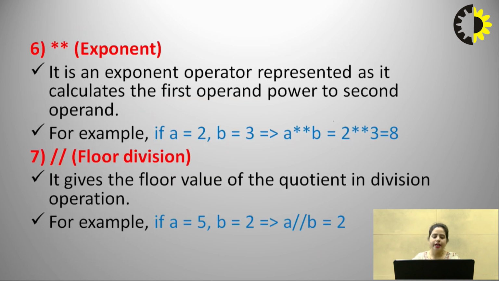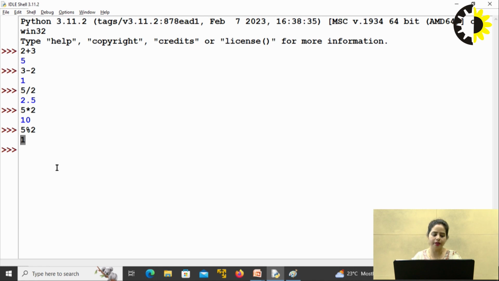Next is your exponent operation. The exponent operator is used to calculate the power of the first operand to the second operand. Here A is equal to 2, B is equal to 3. If we want to calculate 2 to the power 3, then we can use the exponent operator, that is 2 double multiplication 3. It will give 2 to the power of 3, that is your 8. We can also implement this in the interpreter. 2 double multiplied by 3, which will give the 8.